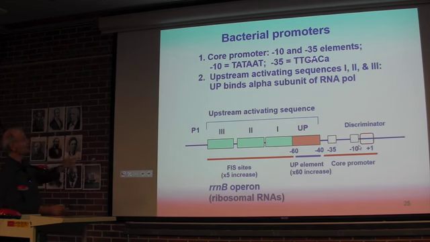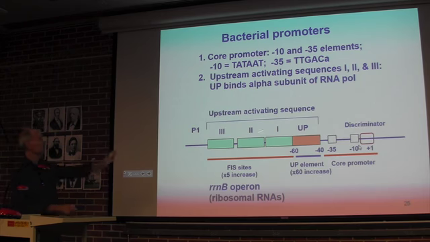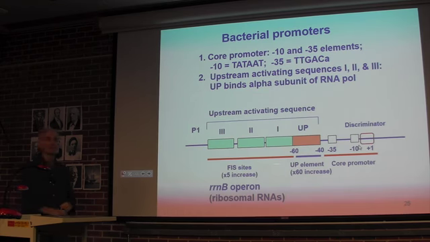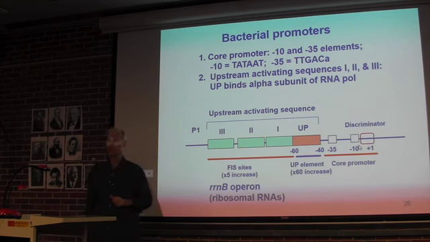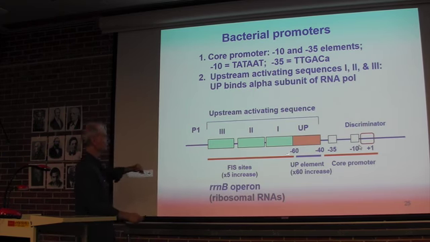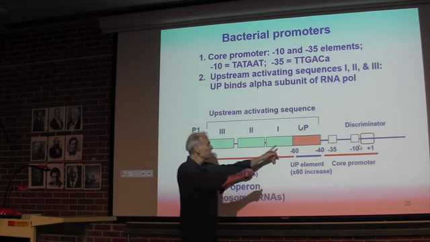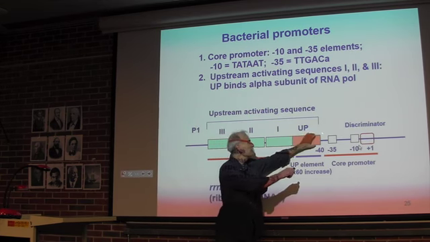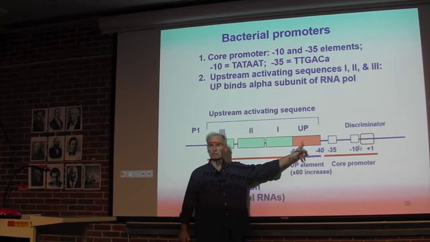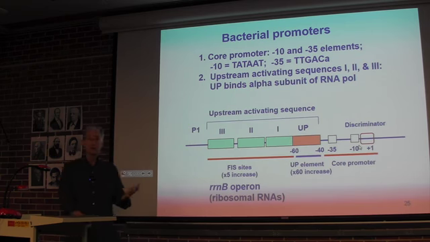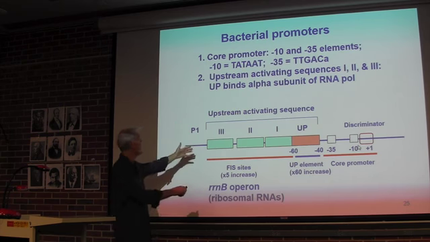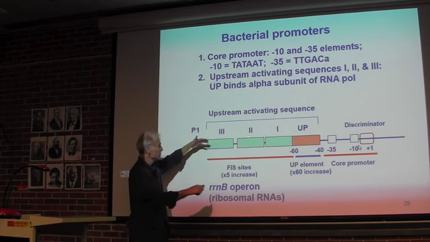Minus 10, minus 35, upstream. Okay, so this is what the strongest promoter on earth looks like: a bacterial ribosomal cistron. It has an actual UP element right here. This is where each of the C-terminal domains of alpha actually bind. You don't see them very much, but it is used quite frequently in the cell, largely for the ribosomal cistrons. You'll notice there are other sites for transcriptional regulatory proteins to bind.